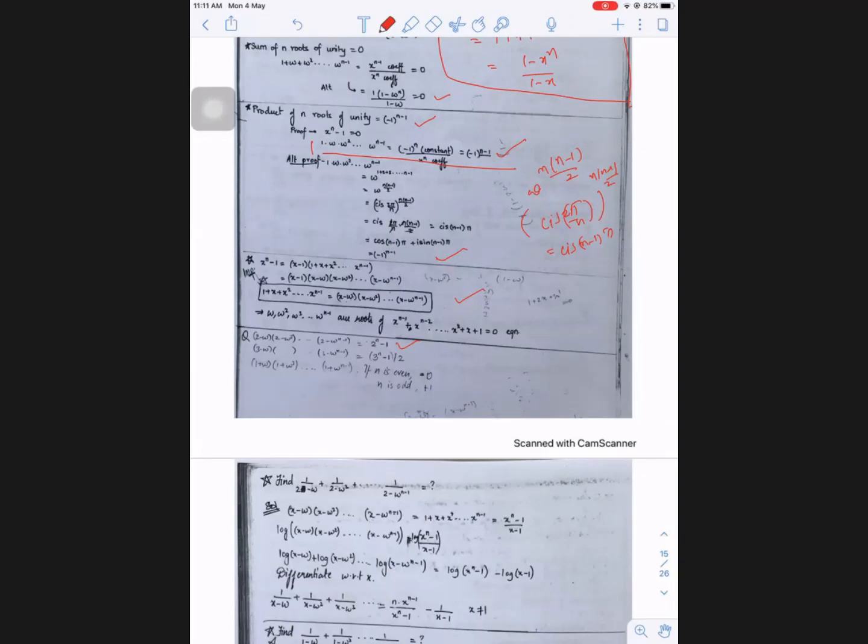Okay. In the same way, if you write x equal to -1 in that, (1 + ω)(1 + ω²) ... the result depends on n being even or odd, you will get either 0 or 1.